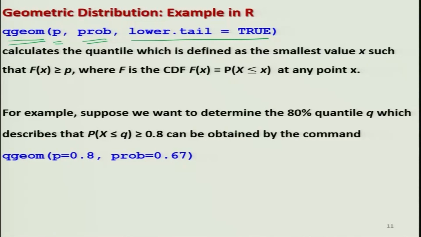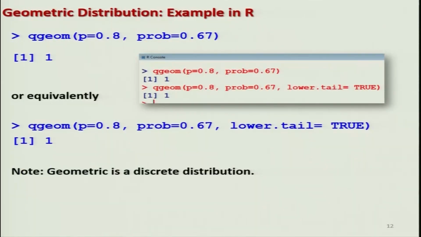And suppose we want to determine the 80% quantile. So, this is the value q which is going to describe that probability of X less than or equal to q is greater than or equal to 0.8. This can be obtained by the command qgeom with p equal to 0.8 and prob equal to 0.67. You write this and then you will get the value 1, or equivalently if you want to use the option lower.tail equal to TRUE, even then you will get the same value. This is the screenshot.